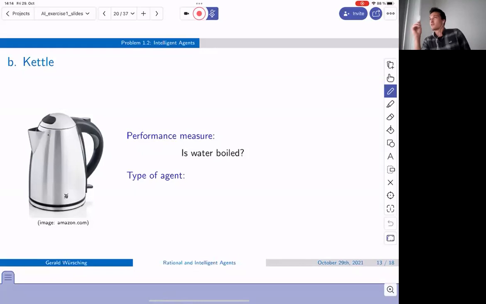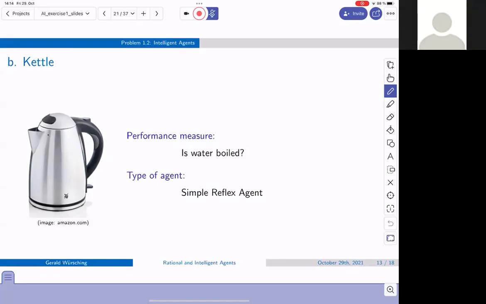Okay, then you can start the tweetback poll again. So just suggest which type of agent you would use here. Yeah, now the majority chooses simple reflex agent. About 78%. Okay, good. Very nice. That's also correct. Very good.